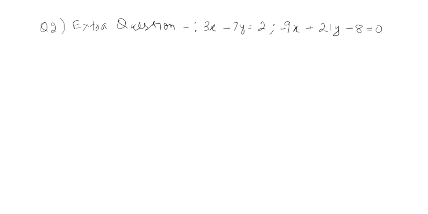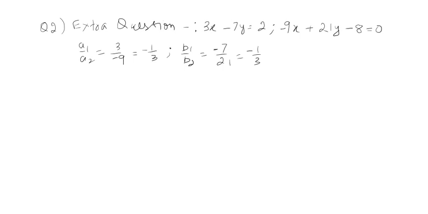So first what I'll do, I'll take a1 upon a2. What is a1 upon a2 here? It is 3 upon minus 9. This is a1, this is a2, and this will give you minus 1 upon 3. This negative can be transferred to the numerator. Okay. Next one is, I'll check what is b1 upon b2. It is minus 7 upon 21. So again it is minus 1 upon 3. So you can see these two are equal, minus 1 upon 3.